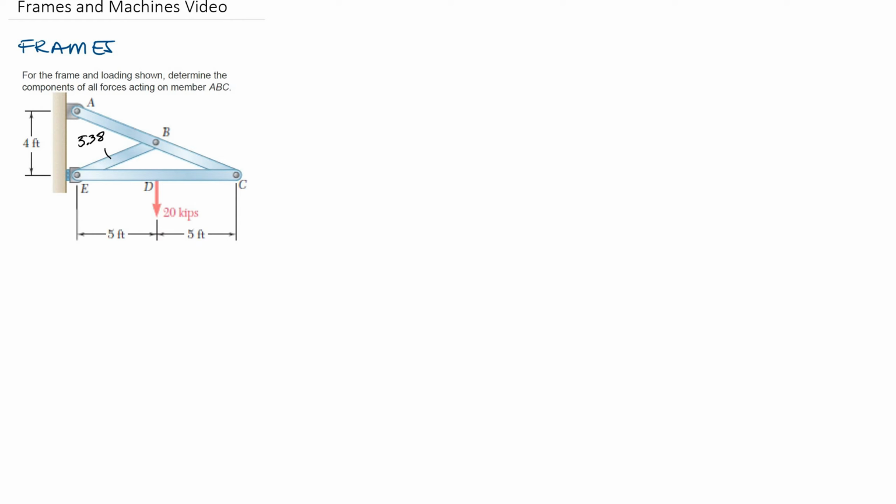We're going to cover frames and machines, and for today we'll start with frames. But before I even get to frames, I just want to go into a little bit of a review of what trusses are. So we said that trusses are made up of simple, slender members, and what they do is that they're basically two force members that are pinned together to form a structure.